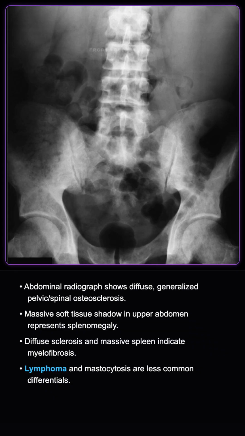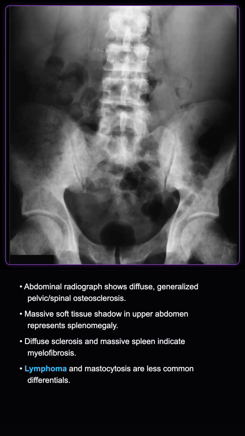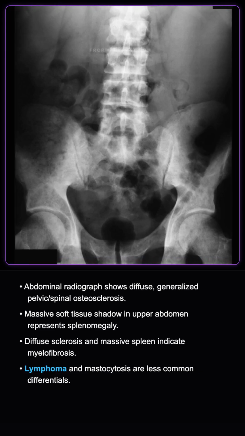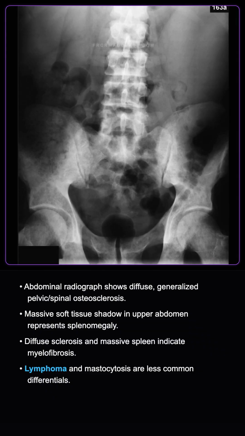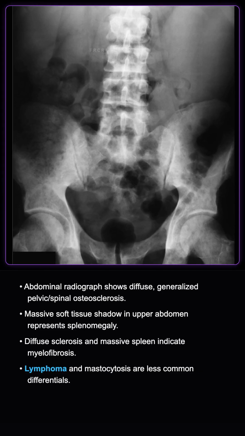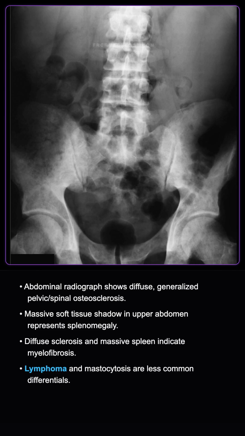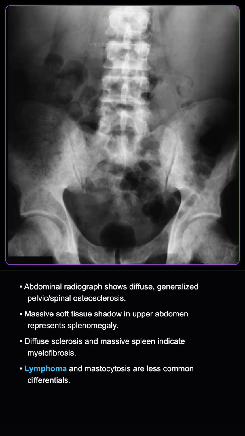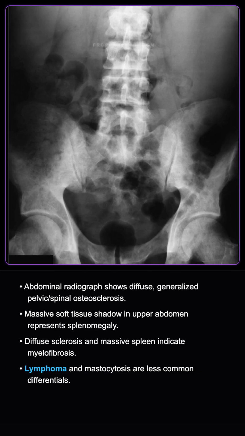Okay. The abdominal radiograph demonstrates diffuse, generalized osteosclerosis affecting all visualized bones of the pelvis and spine. There is also a huge soft tissue shadow occupying the upper abdomen and extending into the pelvis, representing massive splenomegaly. The combination of generalized osteosclerosis and massive splenomegaly in an elderly patient is highly characteristic of myelofibrosis. Other less common possibilities to consider are lymphoma and mastocytosis.